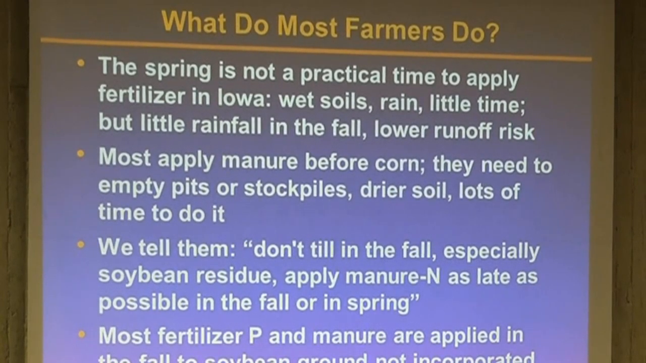But then on the other hand, we tell them don't till the soil in the fall, especially soybean residue, because that's bad for soil erosion. Apply manure nitrogen as late as possible in the fall or in the spring. So we have some apparent contradictions there, because if we tell them they are applying the manure in the fall, and we're telling them don't till in the fall, of course that would be applied to the surface.